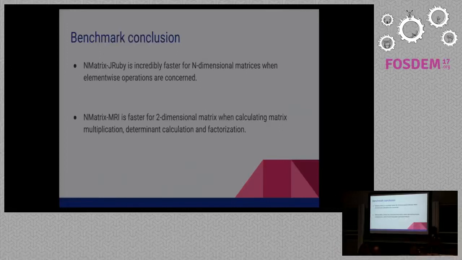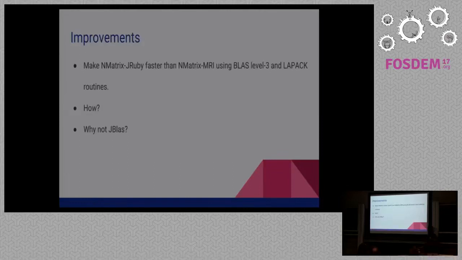So these are the benchmark conclusions. NMatrix JRuby is definitely faster for n-dimensional matrices and 2-dimensional matrices when element-wise operations are concerned. But NMatrix MRI is faster for 2-dimensional matrices when you need to calculate the dot product or determinant, or you need to factorize it. So how can we improve this?